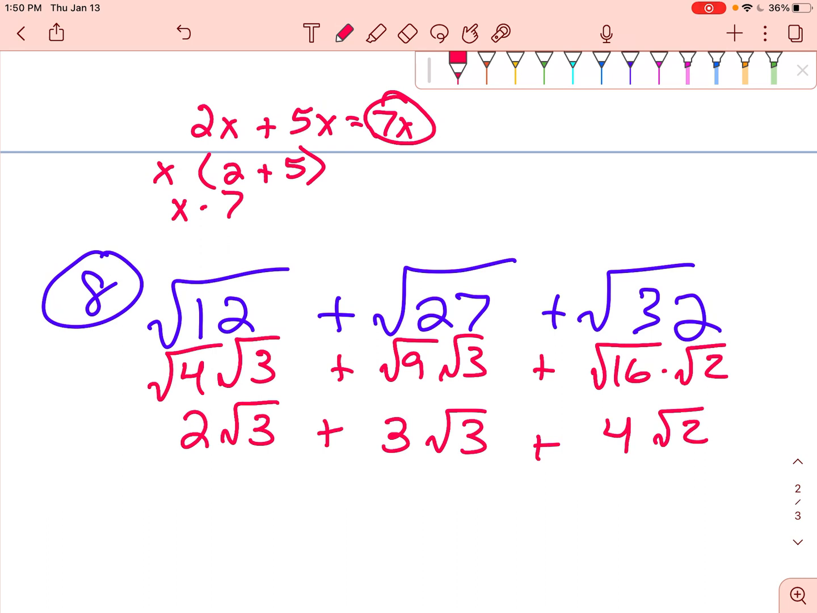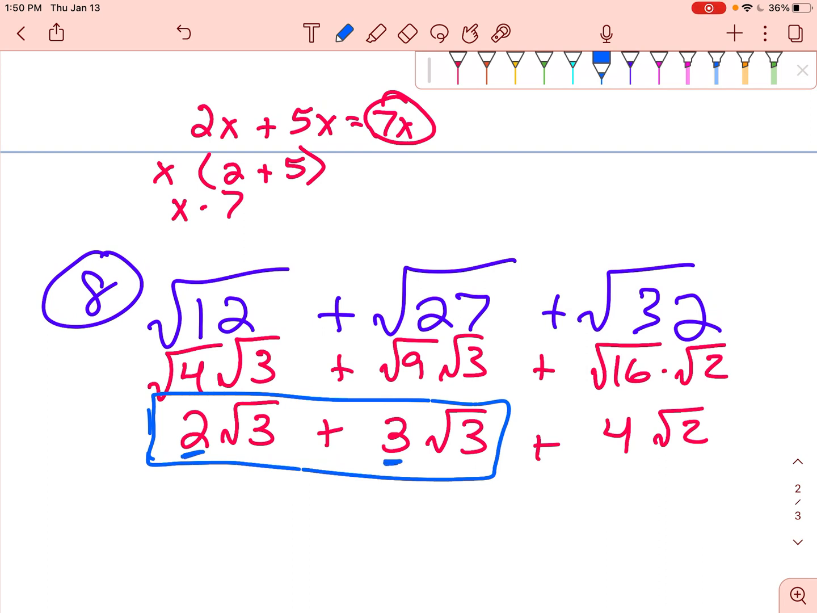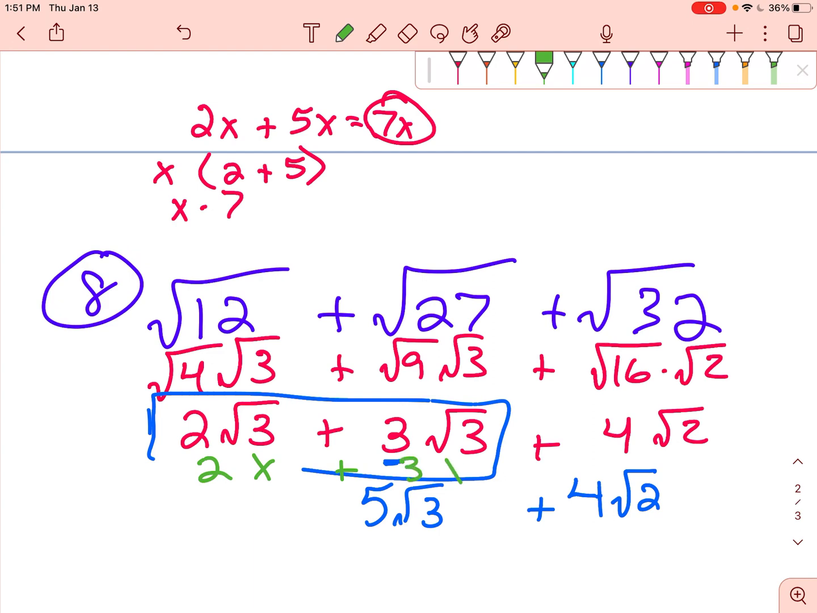Now, looking at all of these, I see that my first two have something in common, so I can actually factor that root 3 out and combine my like terms. In other words, I just add the coefficients, 5 root 3, and then, of course, I stick this guy back at the end, okay? So this is kind of like saying 2x plus 3x plus 4y. That's all, okay? We look at these radicals as different entities than each other.